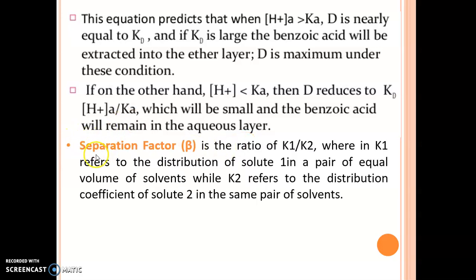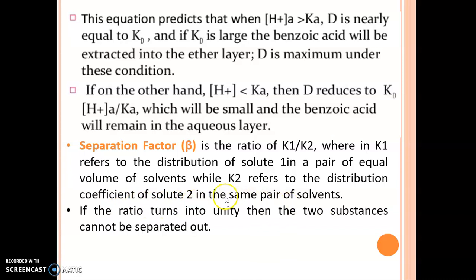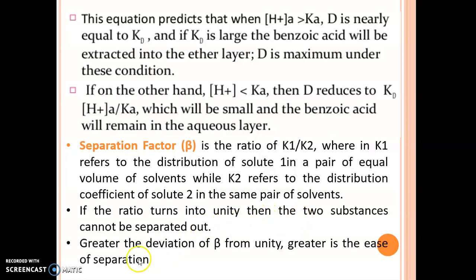The next step is the separation factor. It is denoted by beta. It is the ratio K1 divided by K2, wherein K1 refers to the distribution coefficient of solute 1 in a pair of equal volumes of solvent, while K2 refers to the distribution coefficient of solute 2 in the same pair of solvents. If the ratio turns out to be unity, then the two substances cannot be separated. The greater the deviation of beta from unity, the greater is the ease of separation.